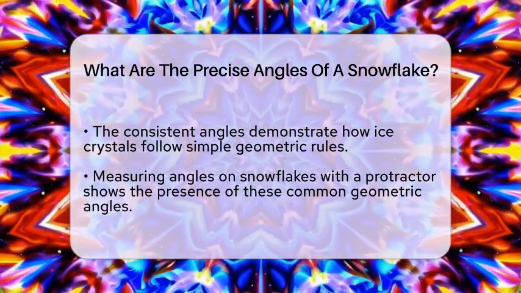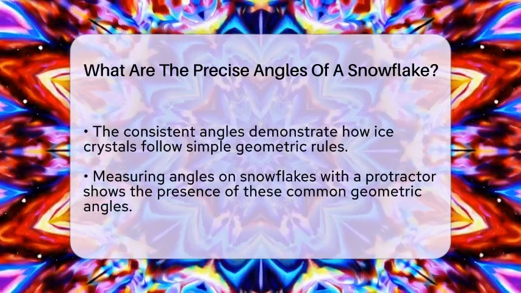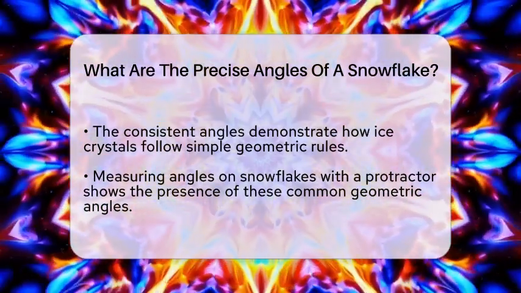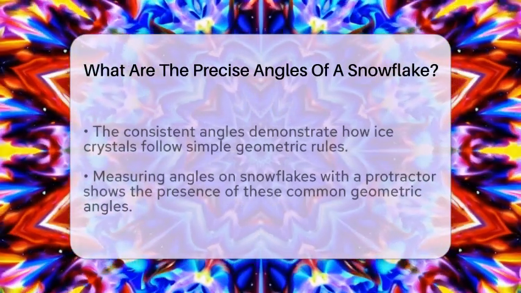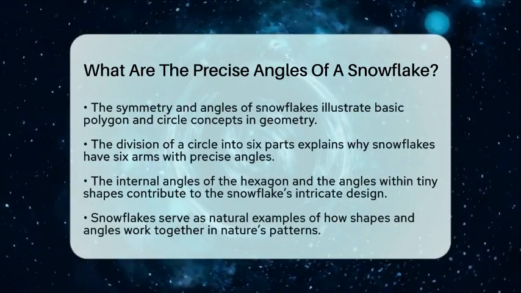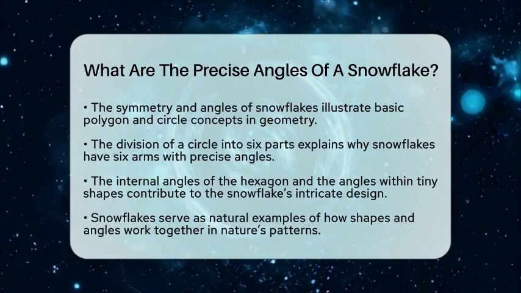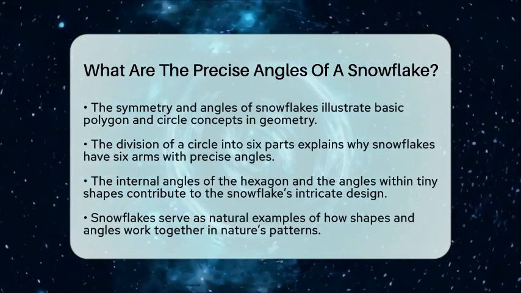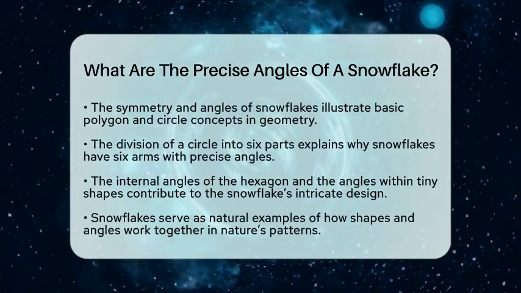Understanding these angles also helps in learning about polygons and circles in geometry. The division of a circle into 6 equal parts demonstrates how angles can be split evenly, which is a fundamental idea in geometry. The angles of 30, 60, and 90 degrees are common in many shapes and are seen in snowflakes because of their hexagonal symmetry.